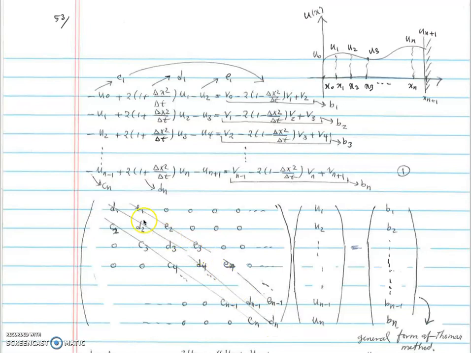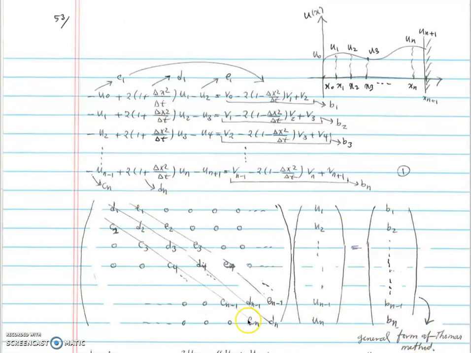The diagonals are from 1 to n. Off diagonals, the super diagonal is from 1 to n minus 1, and then the subdiagonal is from 2 to n. In other words, the subdiagonal and super diagonal have only n minus 1 elements, but the diagonal has n elements. That's how you can get an n by n equation. So this is an n by n system. Everything else is 0. Unknowns are from 1 to n because we have n equations, and right side are b1 to bn. So this is the general form of a Thomas method.